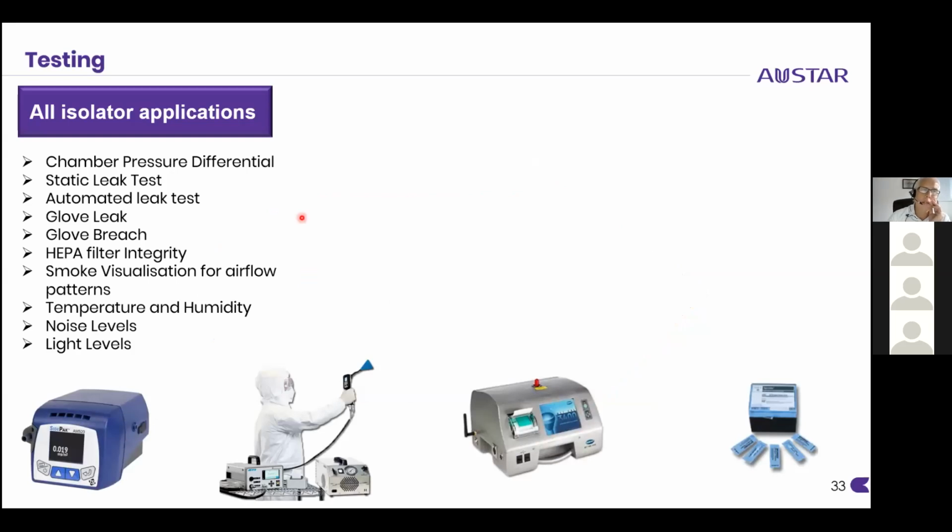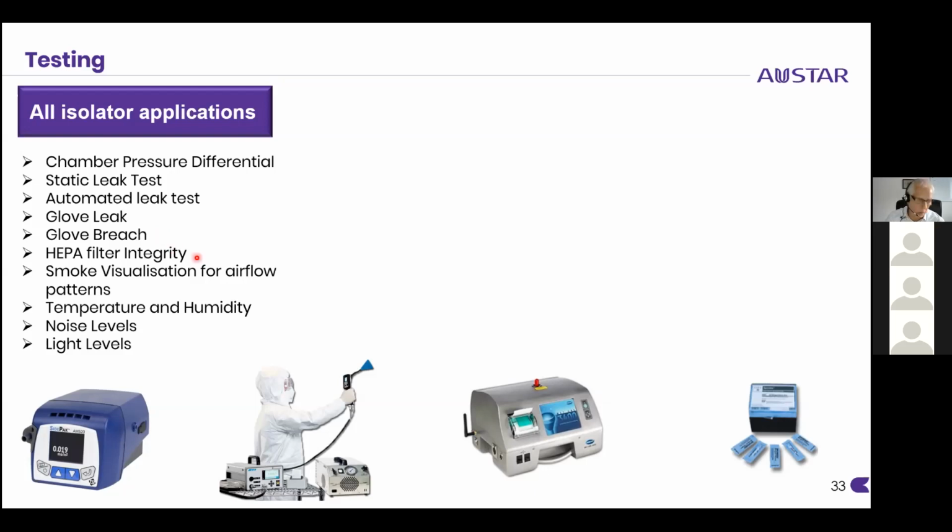On an isolator, we will be checking the pressure differential because that's important. That's the dynamic barrier. We would make sure that there is no leakage from the isolator. We'd make sure that the automated leak test is working. Test the gloves, test the glove breach. If you lose a glove out of an isolator, that creates a big hole inside the isolator, which could allow product to come into contact with the operator, or the operator to become in contact with the product. So a glove breach ensures that that doesn't happen in the case of an emergency.